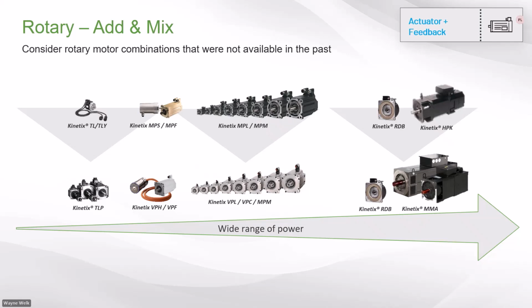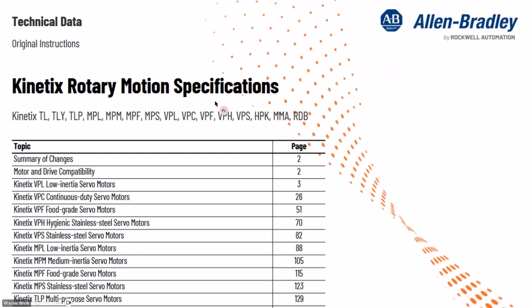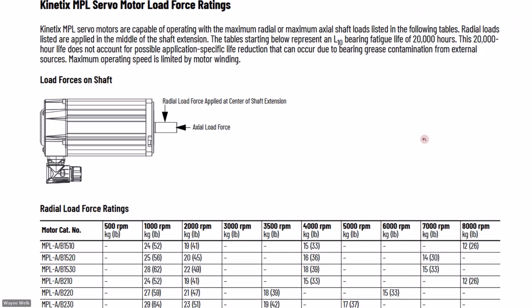You can reduce your machine footprint and potentially the labor time required to run cable by choosing a new modern servo motor, in addition to adding years of life to aging equipment. If you are careful to select your motor so that the shaft loads and operating speeds follow the published radial and axial load force ratings published by Rockwell in the document Kinetix Rotary Motion Specifications, then the bearing fatigue life is estimated at 20,000 operating hours.